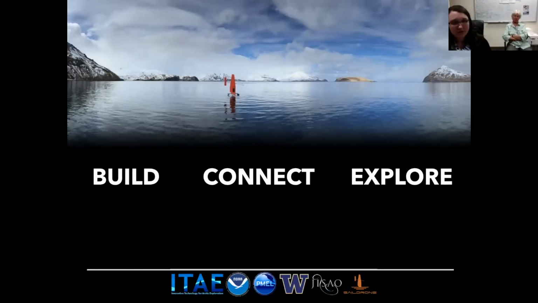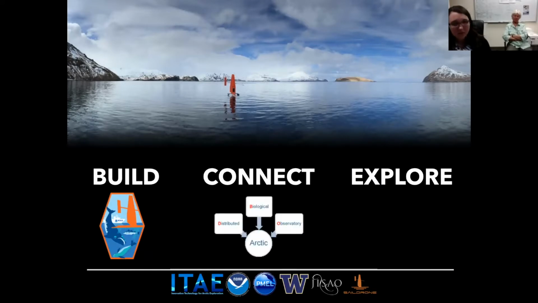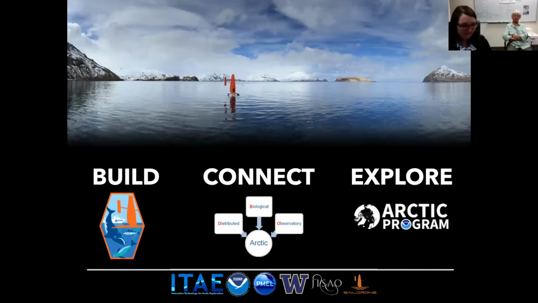So those are the three ways that we are using the sail drone. Just to remind you, we're building out our ecosystem level observing capabilities in the Bering Sea. We're connecting our different scales of observing through the Distributed Biological Observatory by pairing the sail drone with the Healy and the more complex measurements that we're able to make from ships. And then we're exploring areas that we might not otherwise be able to access due to time and resource constraints on ships. That's it for me.